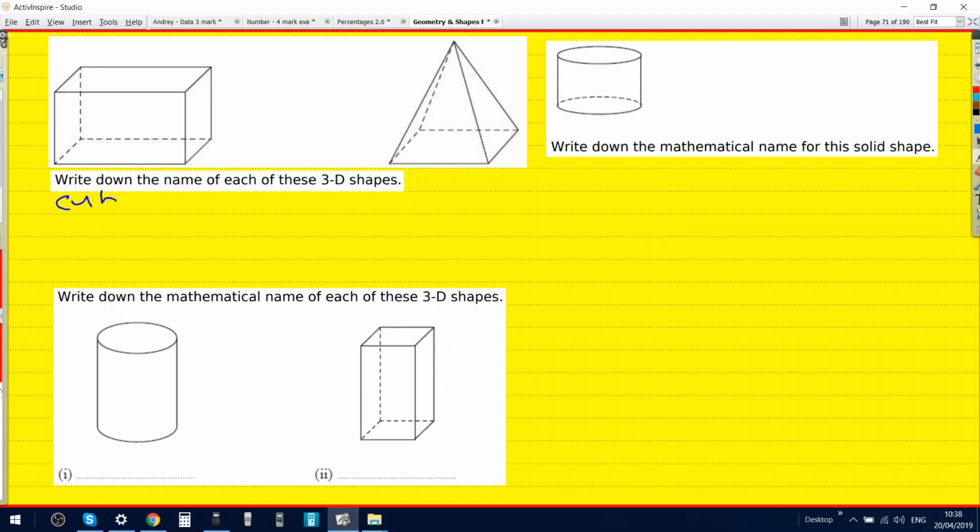Yeah. The next one is a triangular prism? No, that would be if it was the same all the way through. This one goes to a point. I'm not sure about that one. Okay, pyramid. Yeah. This bottom left one, is that a cylinder? Yeah.